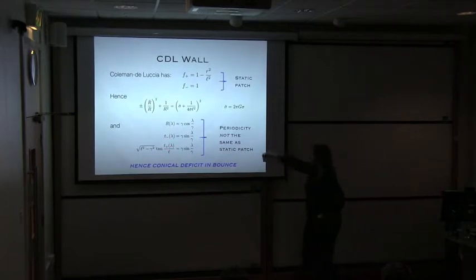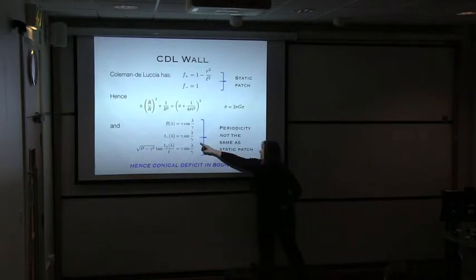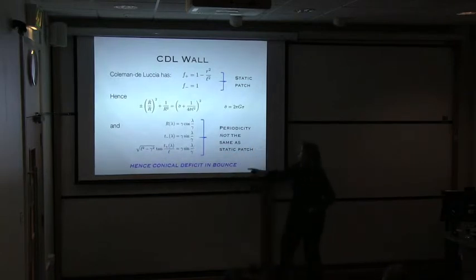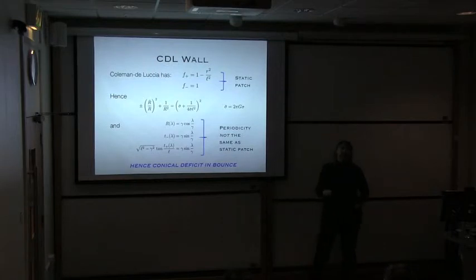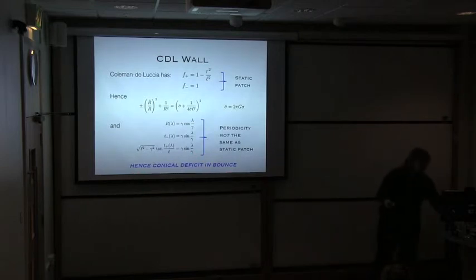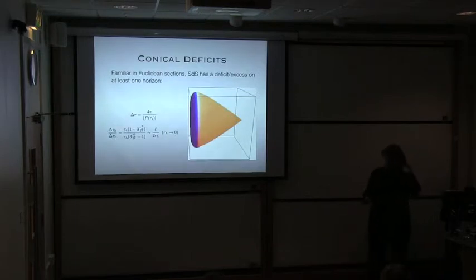Now, the important thing to notice is the periodicity, the gamma in here, is not the same as the periodicity of the static patch. If you Euclideanize the static patch, you've got a natural periodicity to have no singularities. That's not gamma, okay? So what that means is you're going to have a conical deficit in your bounce. So you need to be able to deal with conical deficits.